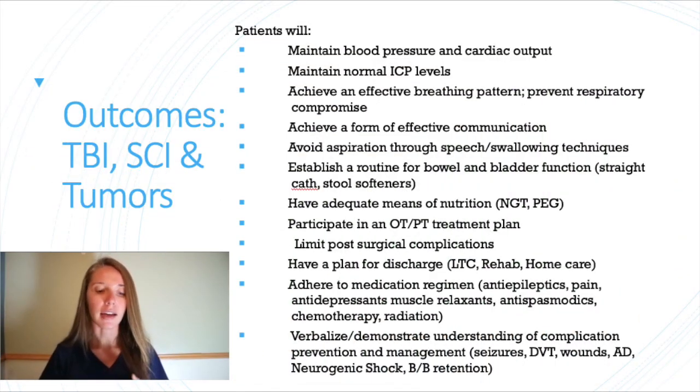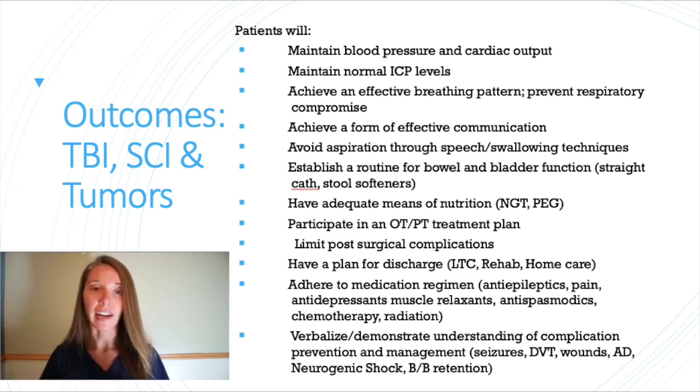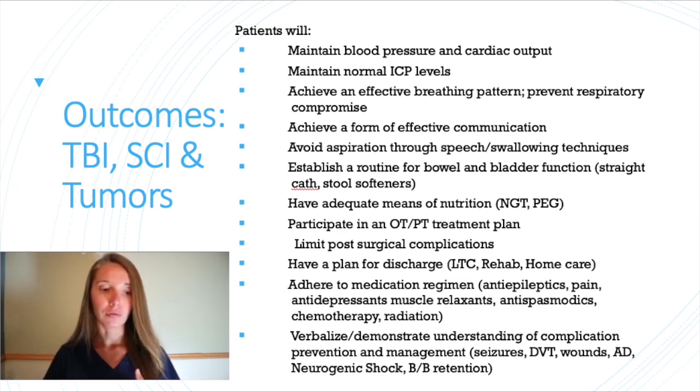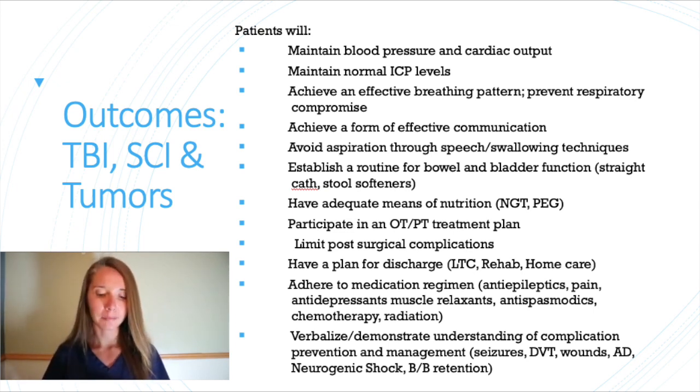So our outcomes for all three of these disease processes, the TBI, the SCI, and our brain tumors, are to maintain our blood pressure, cardiac output, our airway, right, preventing respiratory compromise, maintaining normal ICP levels, keeping those 4 H's at bay. We want to achieve a form of communication that is appropriate for that patient. So we need to really establish that relationship, establish rapport with that patient and their family. We eventually will need an adequate means of nutrition.